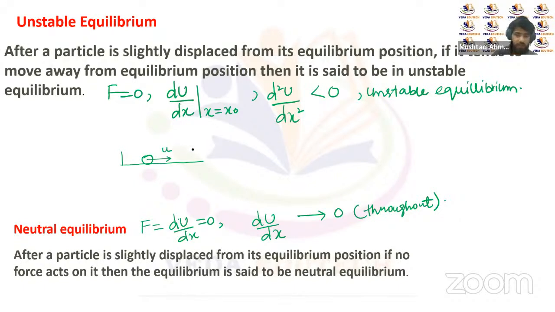So we could say that this position was actually neutral equilibrium. So at neutral equilibrium, there is no force acting on the body throughout the motion, right?